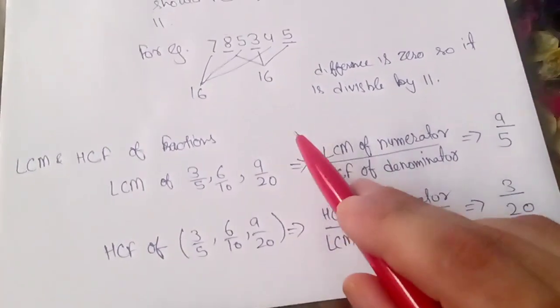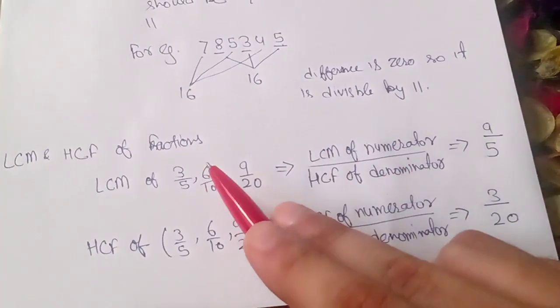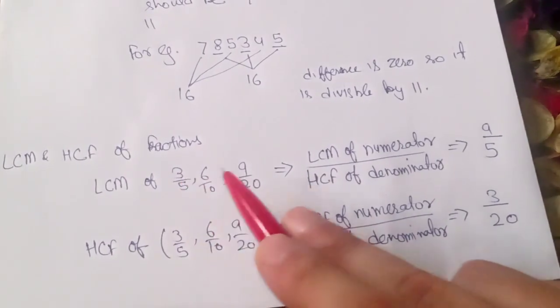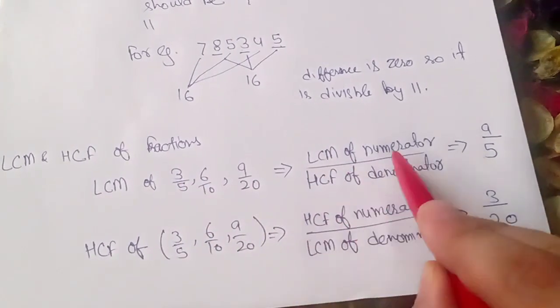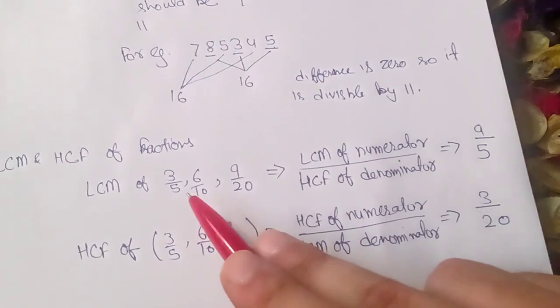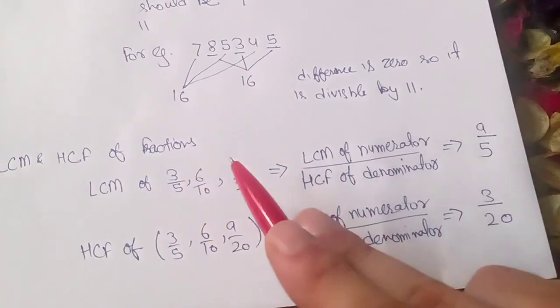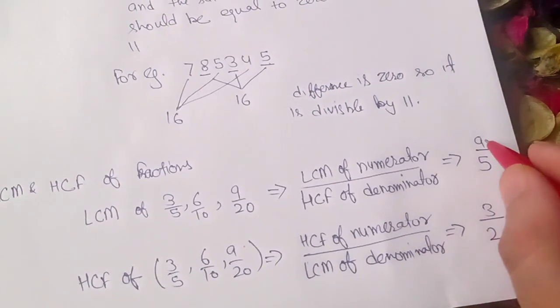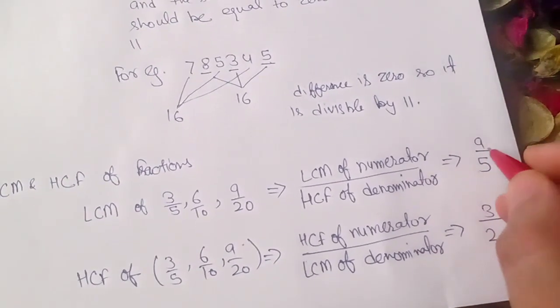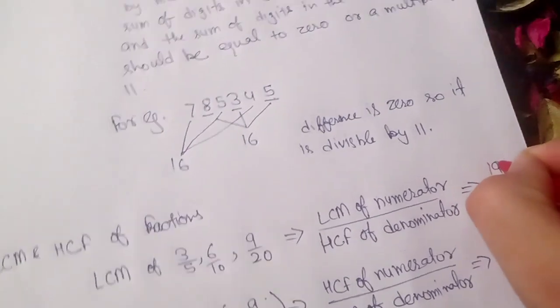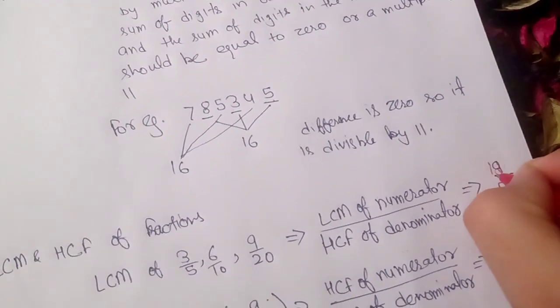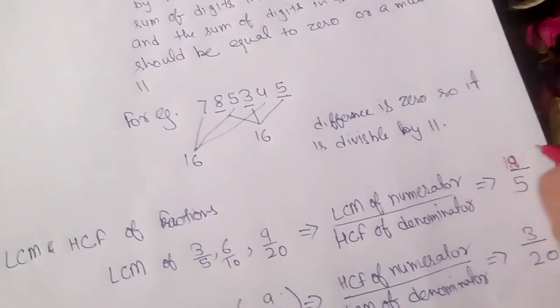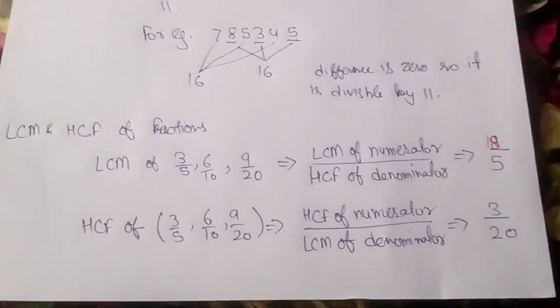One mistake here. The LCM of the numerators 3, 6, 9 and the HCF of the denominators 5, 10, 20. The LCM of numerator and HCF of denominator. The HCF will be 5 only, and the LCM will be 18. It is mentioned wrong. Let me correct this. This is 18. Okay, 18 by 5.